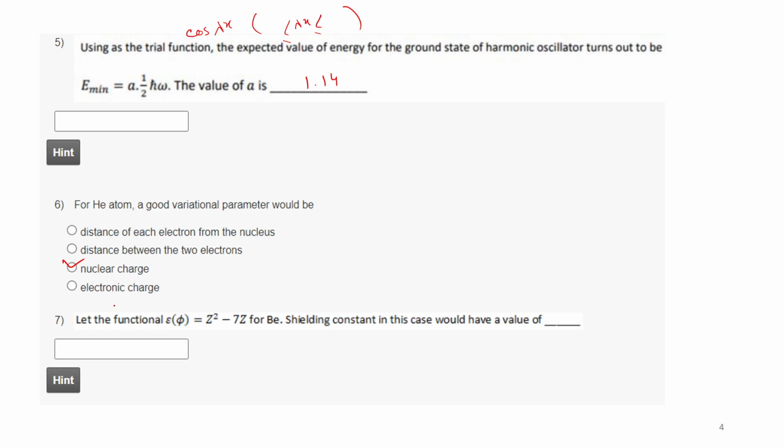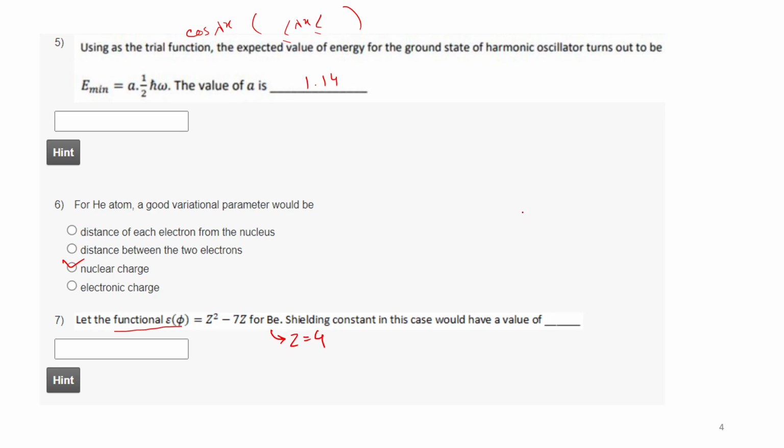So let us do question number 7. Let the functional E of phi be given as Z squared minus 7Z for beryllium. These have been taught, right, that E of phi is the functional. So Z is 4 for this. Now we have to calculate the shielding constant.